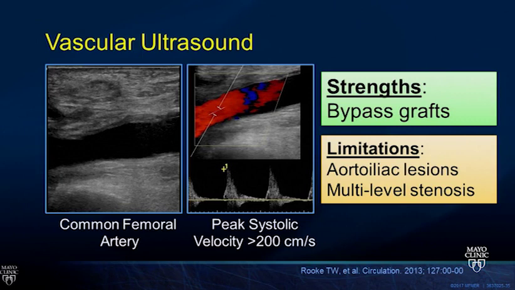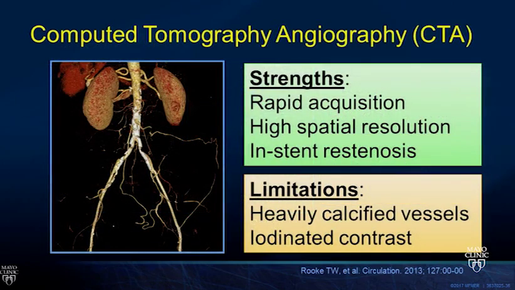But in general, if you could choose an option, vascular ultrasound is really good when you're looking at bypass grafts. They're larger blood vessels. It's great for bypass graft surveillance. It's hard if people have aortoiliac lesions because you have the issue with the bowel gas. And then if somebody has a multi-level stenosis, you're just not able to localize very accurately the degree of stenosis.